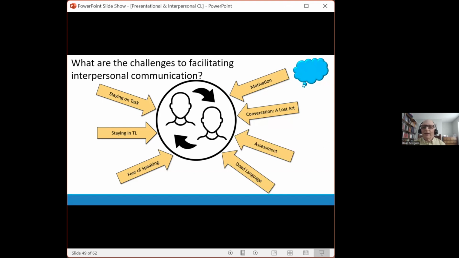Assessment of interpersonal speaking is always an issue because of the need to assess them individually, even when they are speaking in pairs or trios. It's also a time-consuming task. And then at the end, I was trying to keep it hidden, but I clicked too fast.